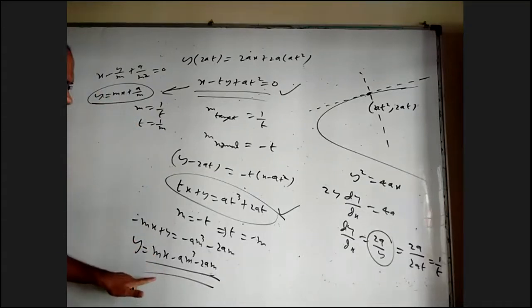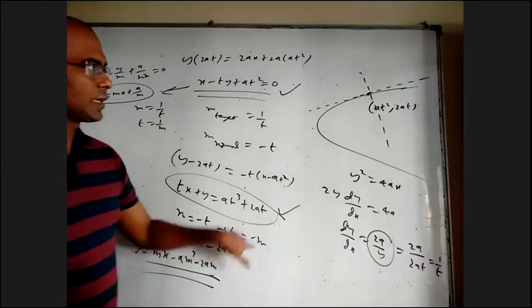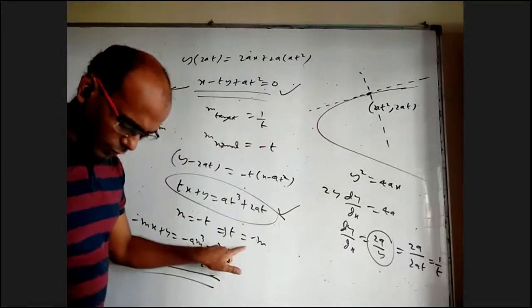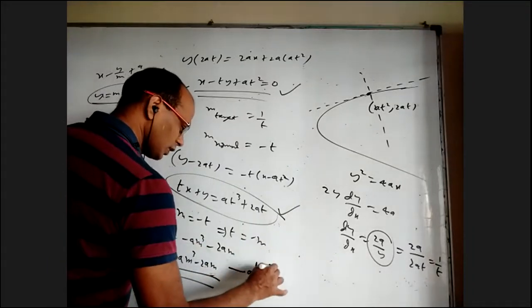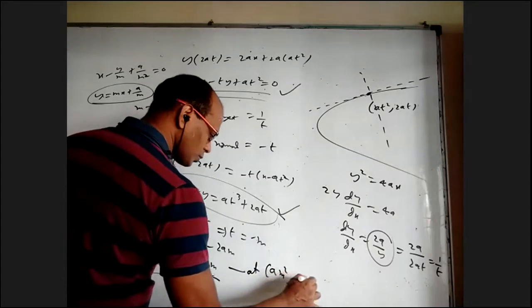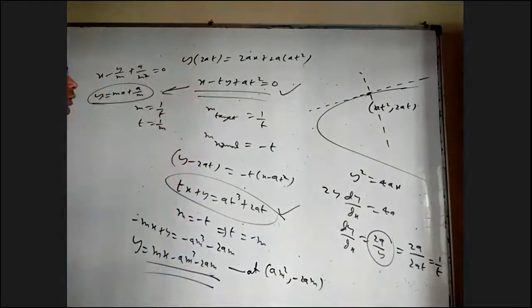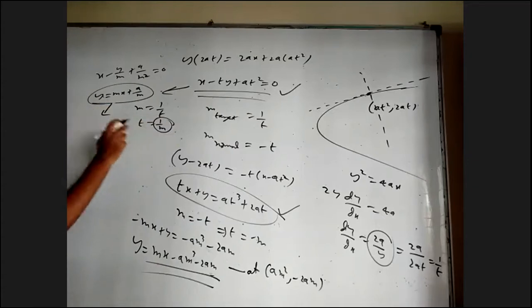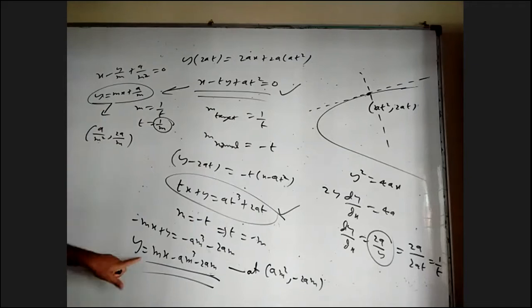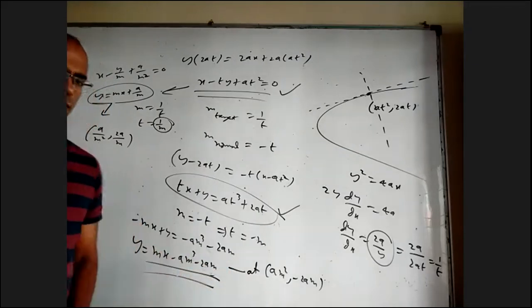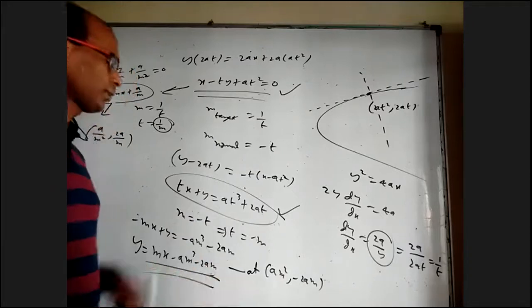But at which point is it normal? Because the t value is -m, in (at², 2at) write t as -m. This is a normal, and that too at (am², -2am). This is also a general tangent, but at which point? Here the t value is 1/m. If you put that in (at², 2at), you get (a/m², 2a/m). So this is a general tangent with slope m, that too at this point. This is a general normal with slope m, that too at this point, (am², -2am).